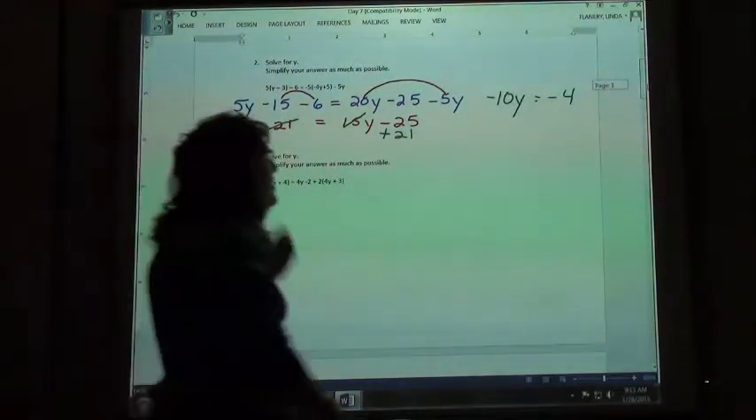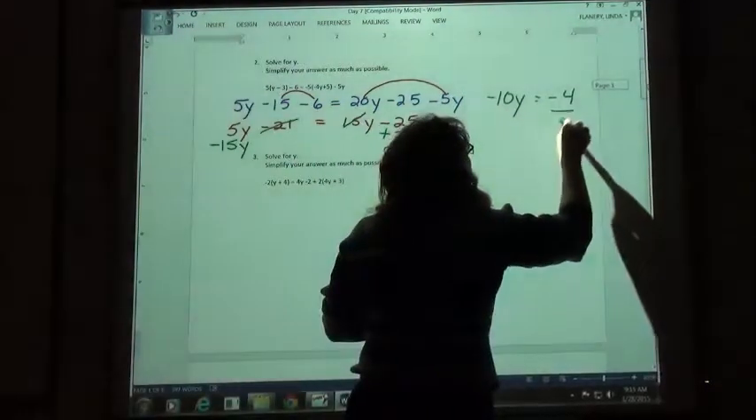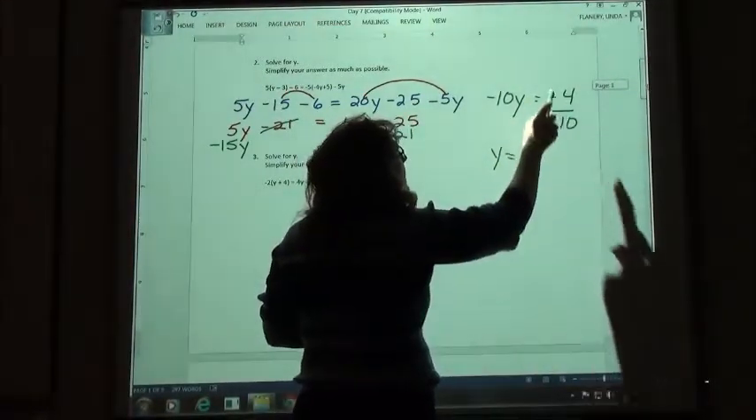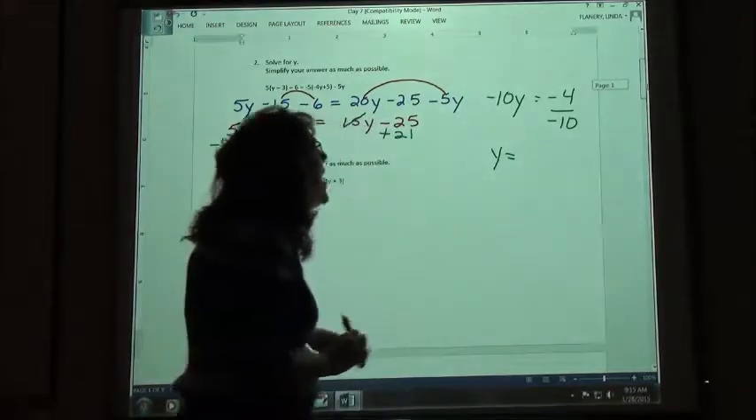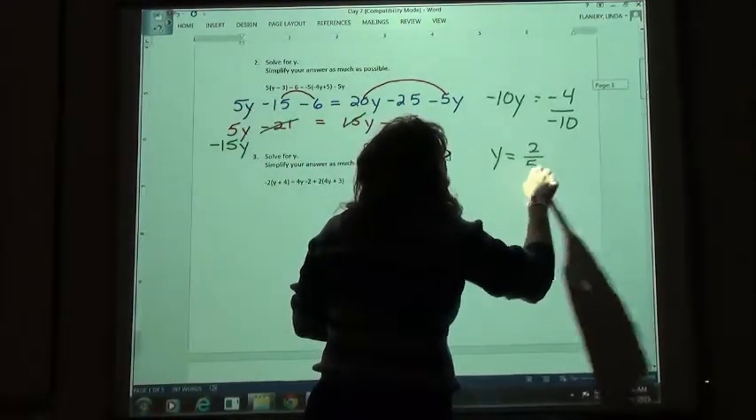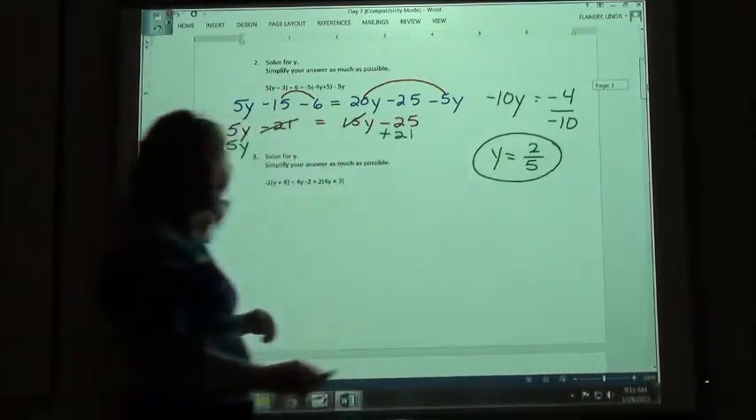My last step, dividing by my coefficient of negative 10 and simplifying that fraction. I've got a negative over a negative, so it's going to become positive 4/10. Again, I can divide by 2, so 2/5 would end up being my answer there.